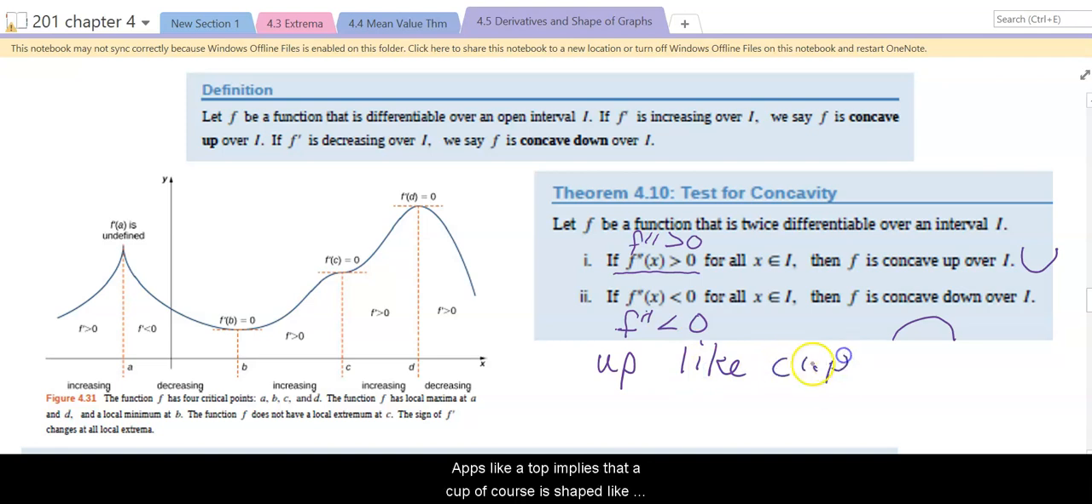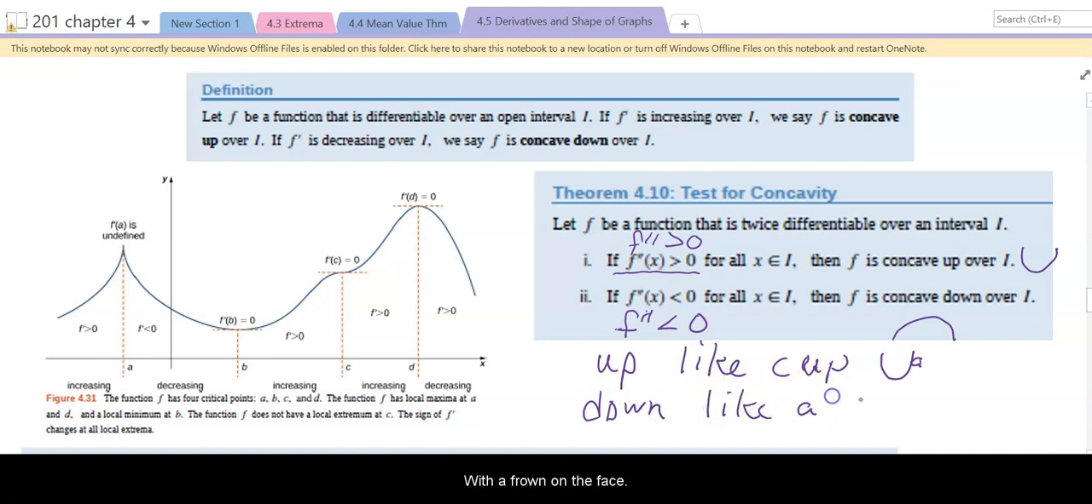Up like a cup implies that a cup, of course, is shaped like this, with a handle off to the side. Down like a frown is in reference to a smiley face with a frown on the face. That means it is curved downward.